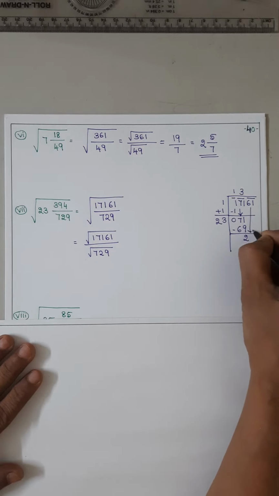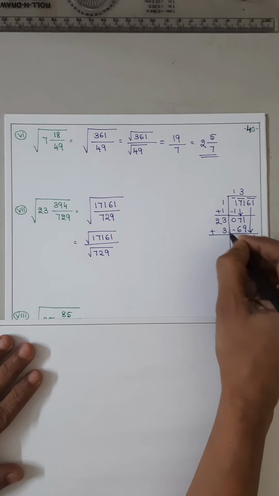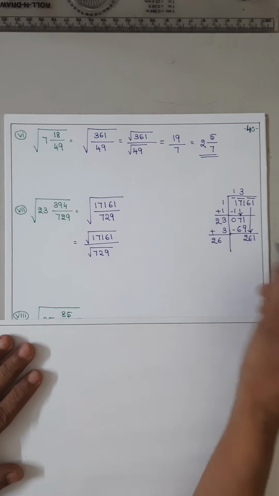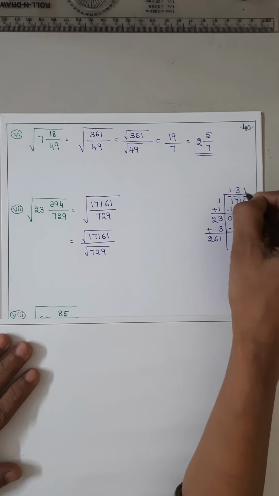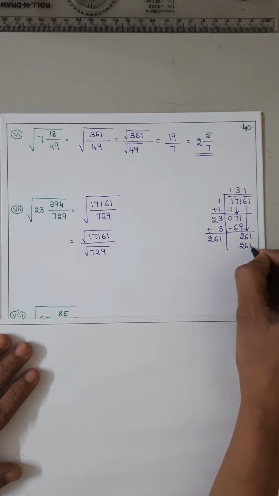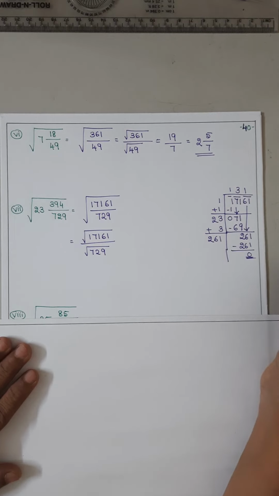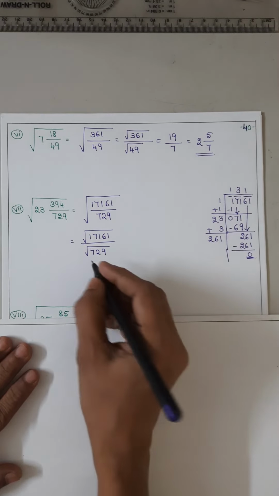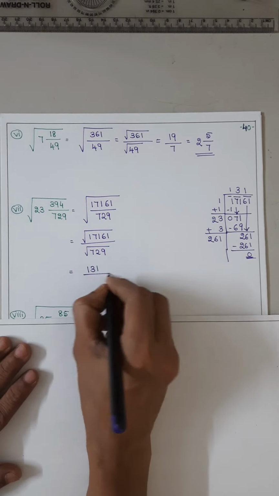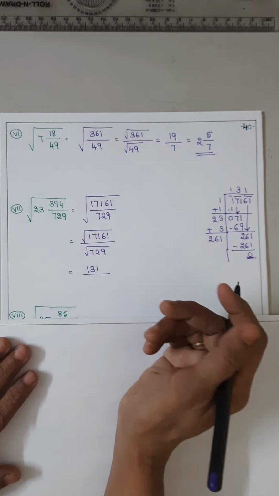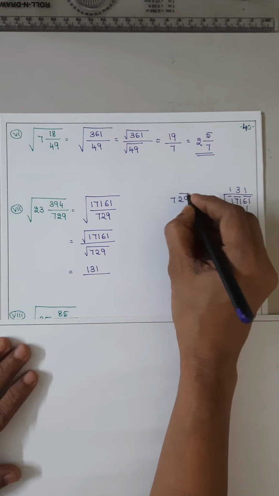Bring this 61 down. Add 3. 3 plus 3, 6 and 2. Here it is 261. So it will be 1. So 261, when you subtract, it is 0. So you got the answer 131. Isn't it? So the numerator is 131. 729 you already know. Otherwise, if you want, you can do it.